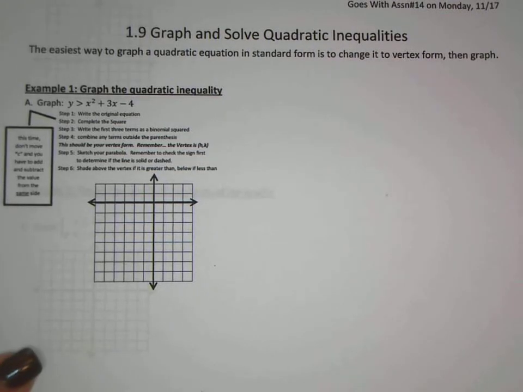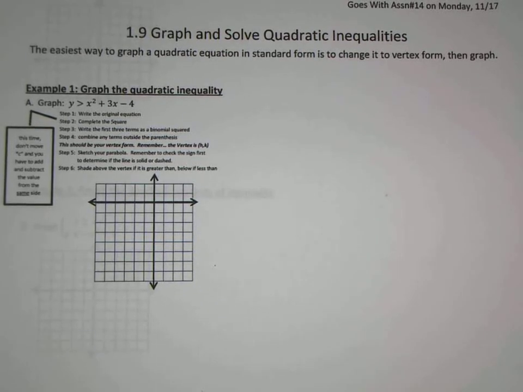All right, 1.9, graph and solve quadratic inequalities. Good news. Everything that we are about to do on here, you have already done. You've shaded graphs, inequalities. You've completed the square only on one side where you have to add and subtract the same thing on the same side. You've had to do vertex form where you found the vertex, plotted it, then found your guide points. So you've done everything. It's just putting things together.